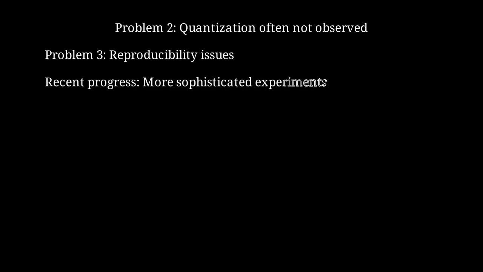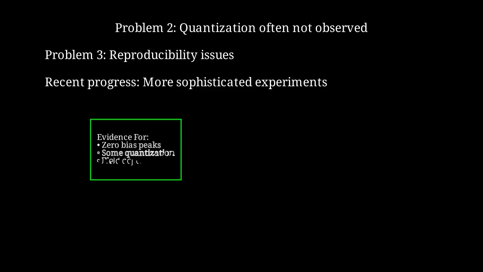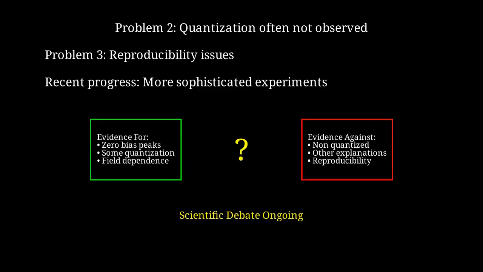However, recent experiments have become more sophisticated. Researchers are now looking at multiple signatures simultaneously, studying how peaks evolve with parameters, measuring non-local correlations between wire ends, and using improved materials and fabrication. This is the current state of affairs. We have intriguing evidence on one side, but also legitimate concerns on the other. The scientific community is actively working to resolve this debate through better experiments and theory.